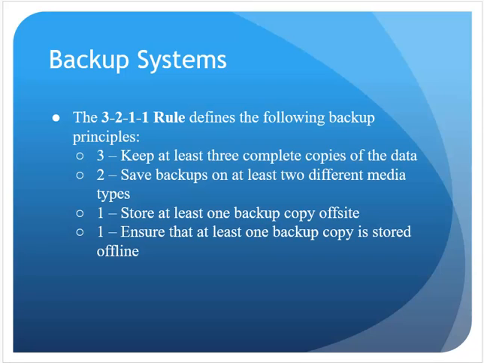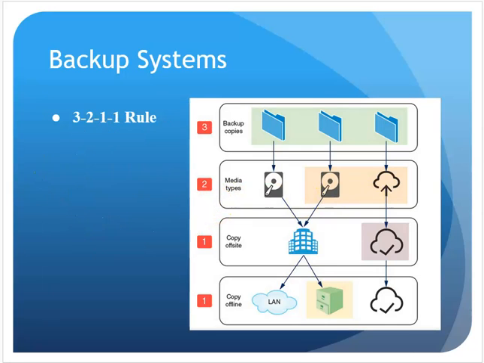And this is where they mentioned the 3-2-1-1 rule for how backup runs. Keep at least 3 complete copies. Save backups on at least 2 different media. Store 1 backup copy off-site, and ensure that at least 1 backup copy is stored offline. Offline, because if a virus affected the other copies, the one that's offline should not have been affected because it has not been touched. Then you can restore and maybe wipe out what was there. That's what they're showing with this graphic here.